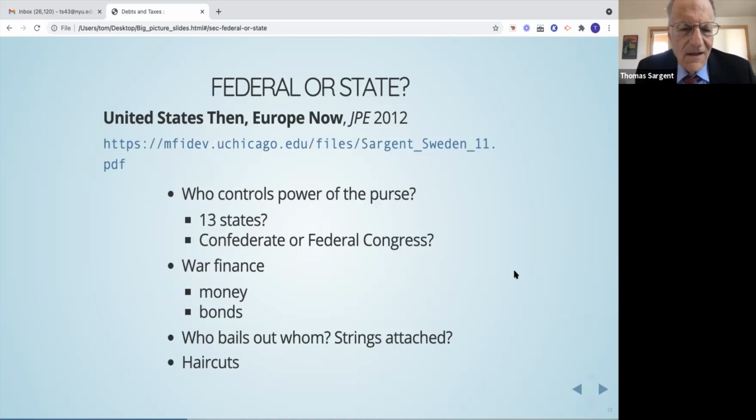And this is kind of in the Chicago Adam Smith tradition of looking for cross-country evidence. This is a paper I wrote 10 years ago, United States then, Europe now. What the paper focuses on, and I've learned a lot more about this since then, is who controls the power of the purse in a federal arrangement. The United States has done it two ways. So the question is, who controls monetary policy and the power of the purse? In the first 10 years of the United States, we did it the European way, before the European Central Bank. There were 13 states.